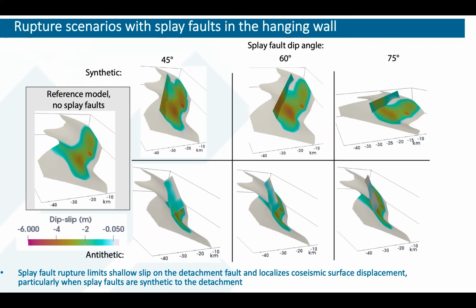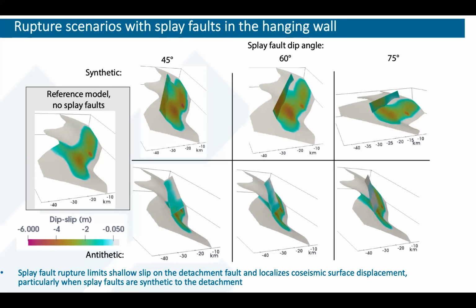But as soon as we introduce one of these splay faults and we intersect it with the detachment, especially in the case of the synthetic splays, they take over a lot of the near surface slip. So you can see that we're no longer slipping to the surface on the detachment. I know the angles here are weird, but a lot of that slip ends up on the synthetic splay fault here and here. And it sort of limits the actual surface displacement related to the detachment itself. It's more prominent in the synthetic splays, which are the top row, although we still do see some slip occurring in the antithetic splay cases as well, although it doesn't limit surface rupture quite as prominently.